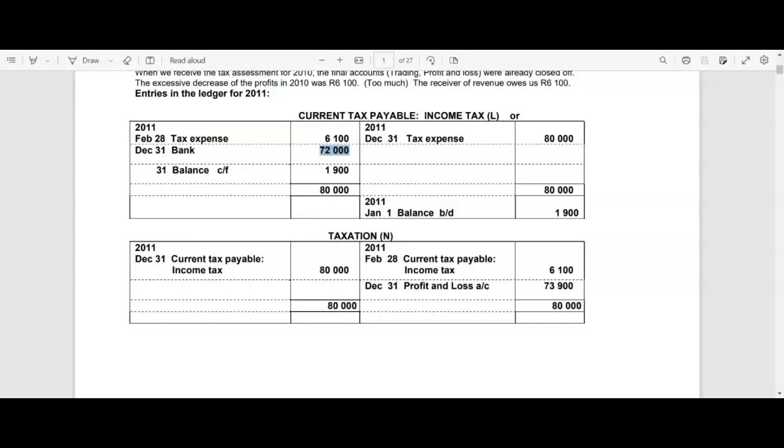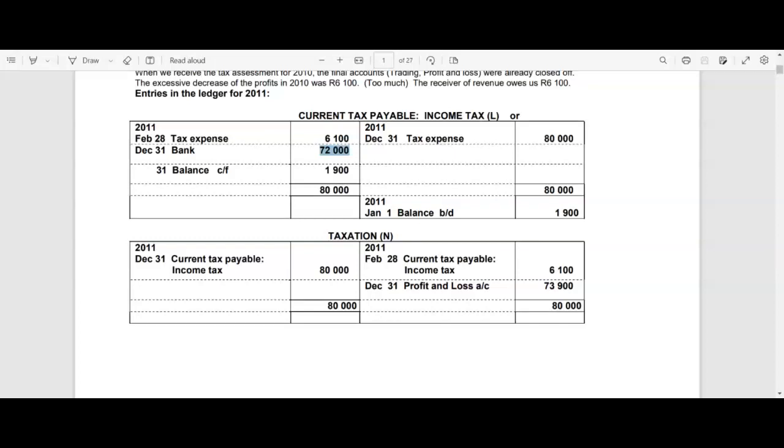And now, once we've done the adjustment for our over-provision, or it could have been for an under-provision, which just works the opposite way around, and once we've received our refund or made our top-up tax payment, we start with a clean slate. So that current tax payable income tax account now has a zero balance, which means that our next year's tax cycle can commence. I hope that makes sense, right? Even though you're already in March or even April, depending on how long it takes for SARS to do the refund, normally they have to do it within 21 days after issuing the assessment. But they will do it.